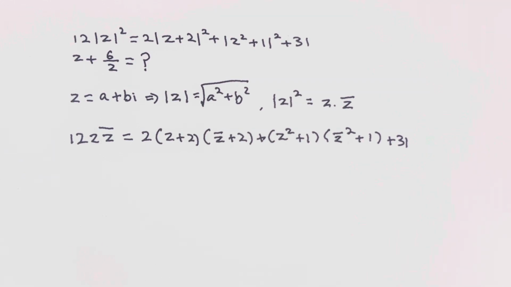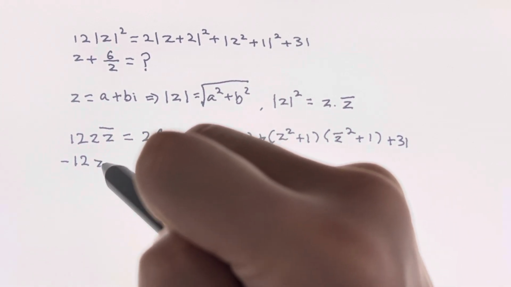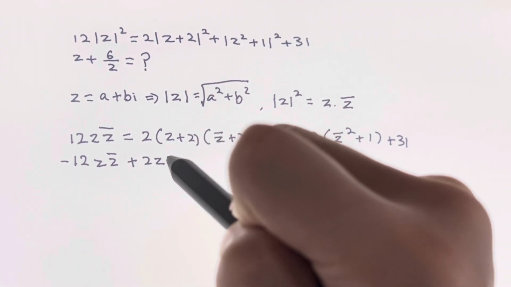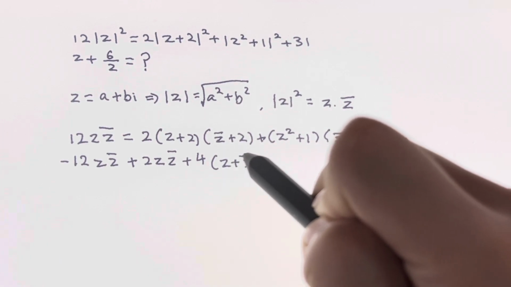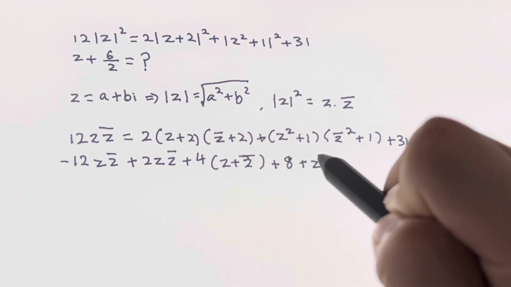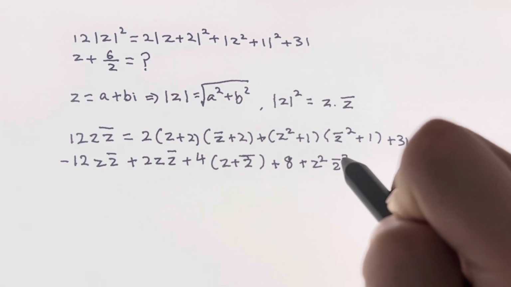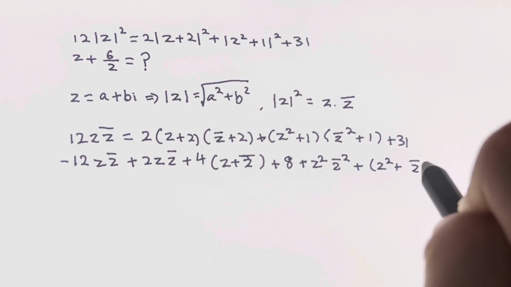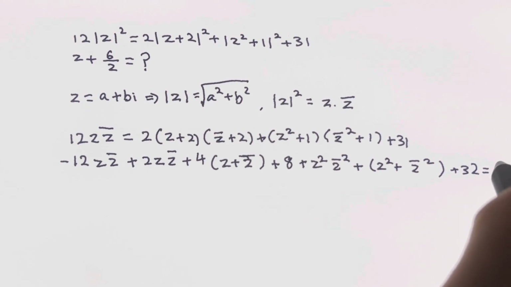And then expanding this will give us negative 12 times z times conjugate of z plus 2z times conjugate of z plus 4 times z plus conjugate of z plus 8 plus z squared times the conjugate of z squared plus z squared plus the conjugate of z squared plus 32 equals 0.